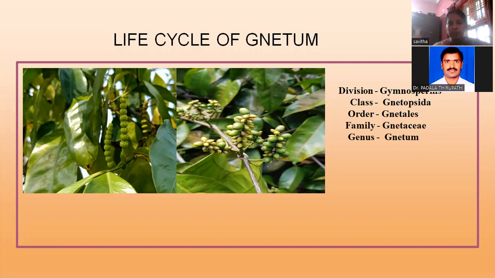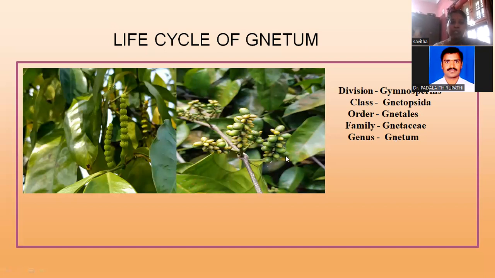So listen carefully, students. If you have any doubts, you can ask me. When you come to the classification here: division gymnosperms, class Gnetopsida, order Gnetales, family Gnetaceae, genus Gnetum. So the classification is very easy. Starting from the class, you will be seeing Gnetum only: Gnetopsida, Gnetales, family Gnetaceae, and genus Gnetum.